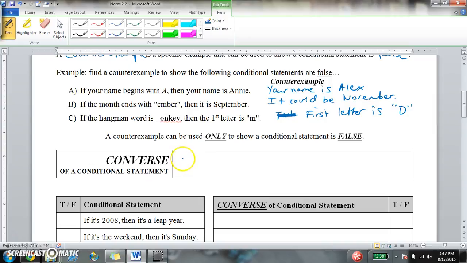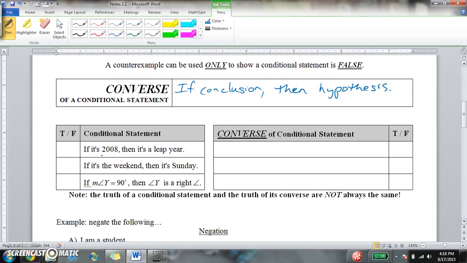A converse of a conditional statement. So a converse is where we take the conditional statement and we switch it around. So this would be if the conclusion, then the hypothesis. So for example, if I have the conditional statement, if it is 2008, then it is a leap year. First of all, that's a true statement, because 2008 was a leap year.